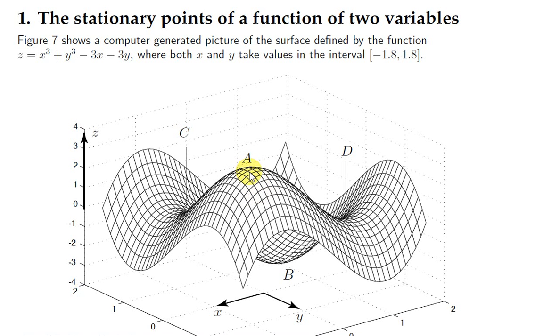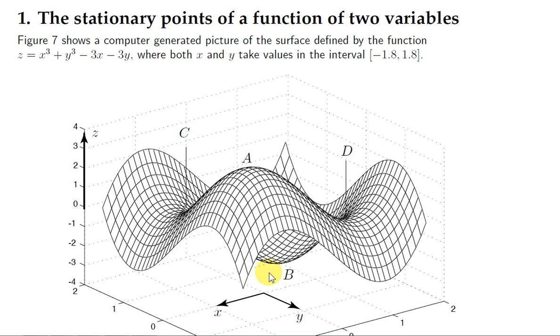In a previous video we looked at the stationary points of this particular function here. We referred to this graph and we actually calculated some of the stationary points. This point A is a local maximum. Points D and C are called saddle points. Point B is a local minimum.